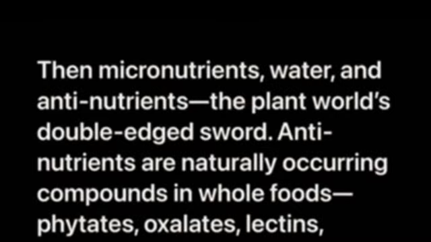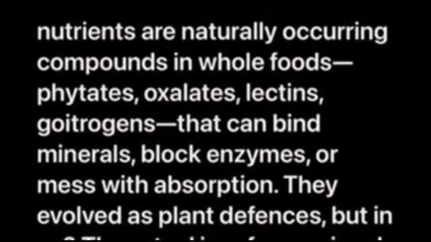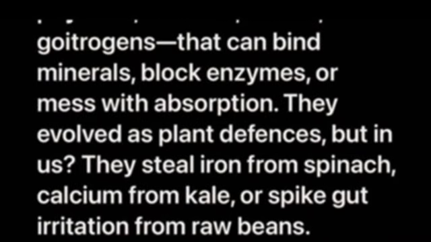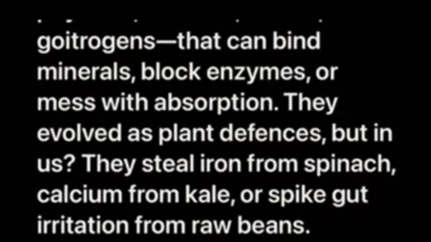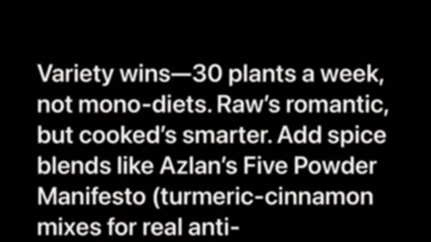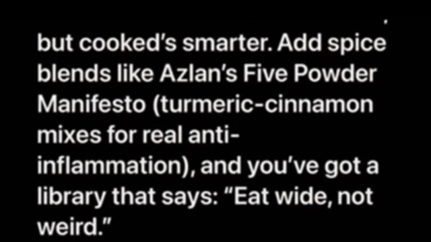Anti-nutrients are naturally occurring compounds in whole foods, phytates, oxalates, lectins, goitrogens, that can bind minerals, block enzymes, or mess with absorption. They evolved as plant defenses, but in us, they steal iron from spinach, calcium from kale, or spike gut irritation from raw beans. Variety wins. 30 plants a week, not monodiets. Raw's romantic, but cooked smarter. Add spice blends like Aslan's 5-powder manifesto, turmeric mixes for real anti-inflammation, and you've got a library that says, eat wide, not weird.